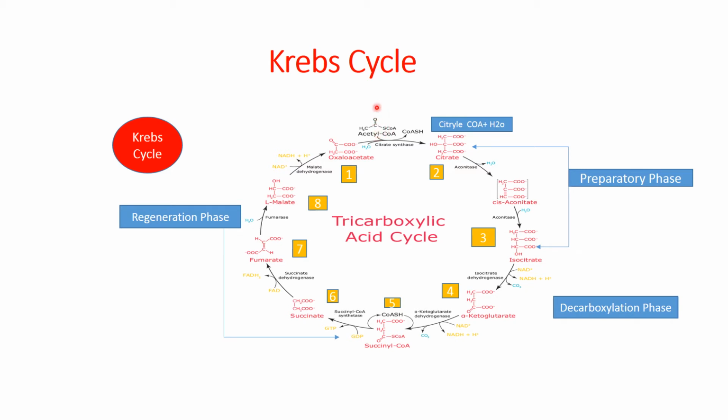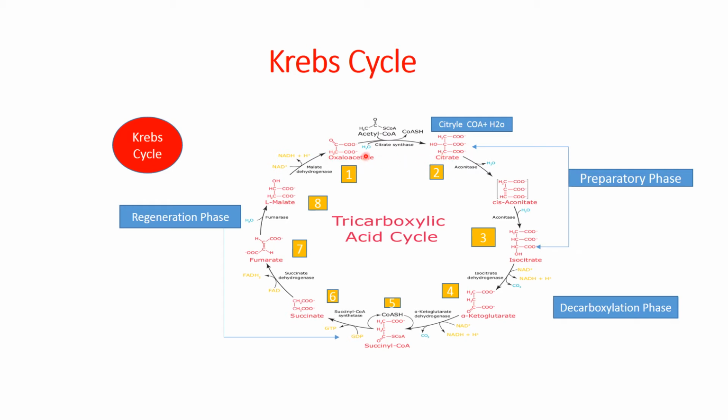In the first reaction, acetyl CoA will react with oxaloacetate or oxaloacetic acid. It is a 4-carbon compound, and acetyl CoA is a 2-carbon compound, and with this reaction in the presence of the citrate synthase enzyme, it will be converted into citrate.